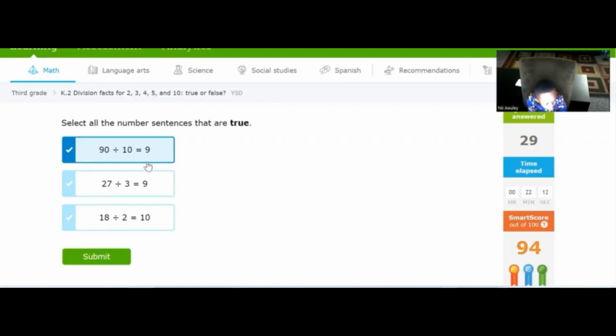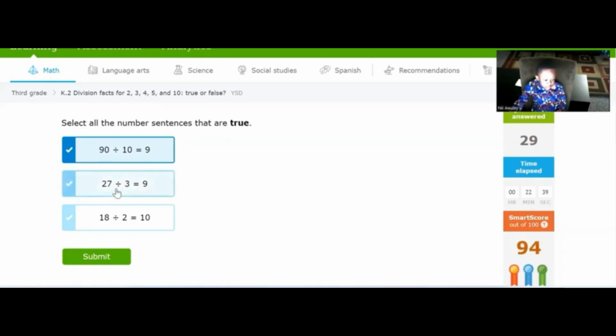18 divided by 2 is 10. False. Because 18 divided by 2 is not 10. 2 times 10 is 20.